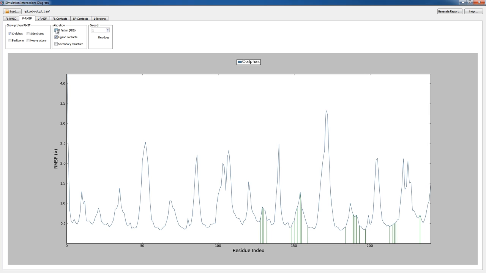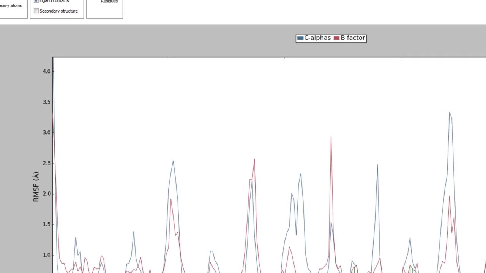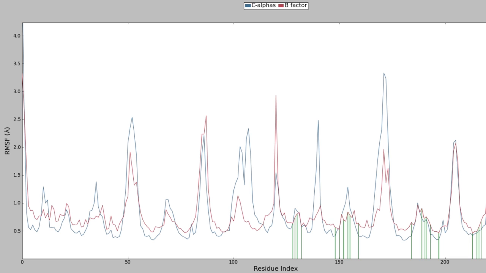We can also correlate the protein RMSF with the experimental B factors of the protein. Now, due to the difference of RMSF and B factor definitions, you should not expect one-to-one correspondence. However, the simulation results should parallel the crystallographic data.